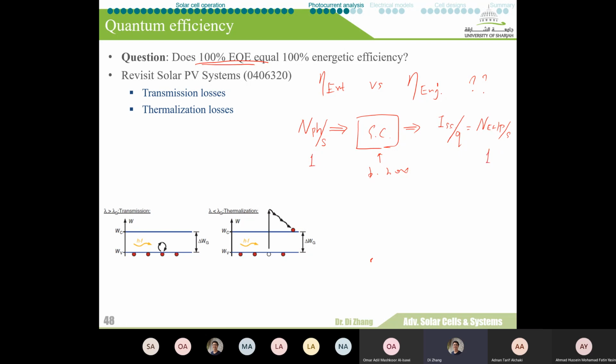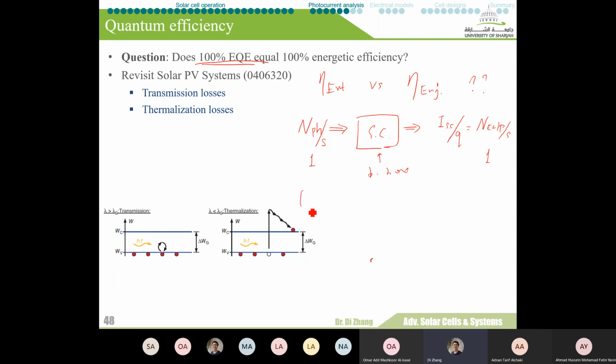Okay, for one incident photon per second, you should be able to convert it to 1 electron and hole pair. That is the best case scenario for the solar cell device. But what about the energy efficiency?